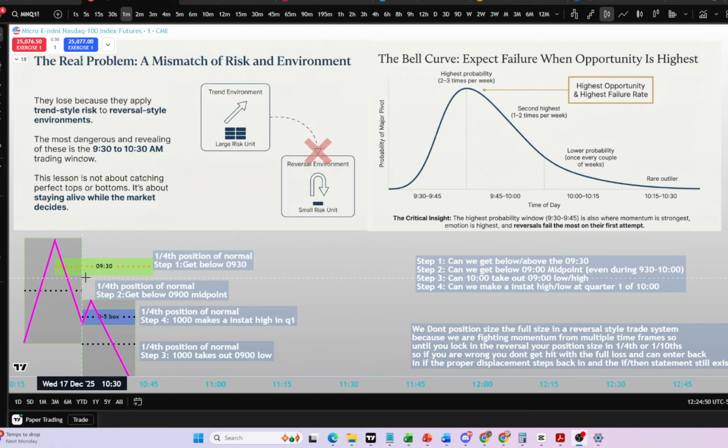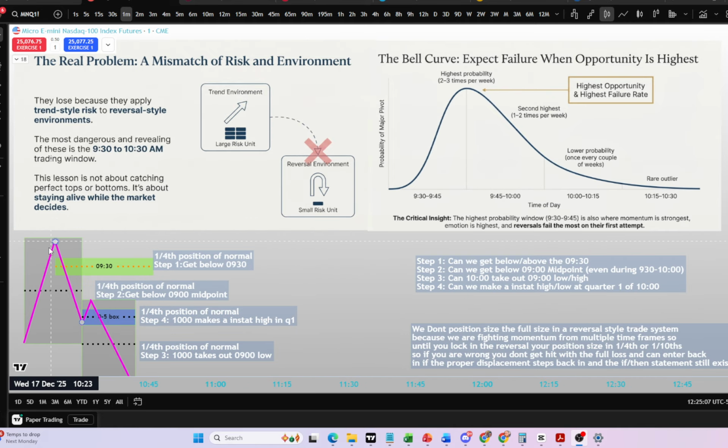Now, most young, ignorant retail traders would say, oh my gosh, if I wait for all four of those steps, I missed half the move, right? And I'm not saying that you wait for all four steps to take your first position. I'm saying that you position size smartly around these four steps.